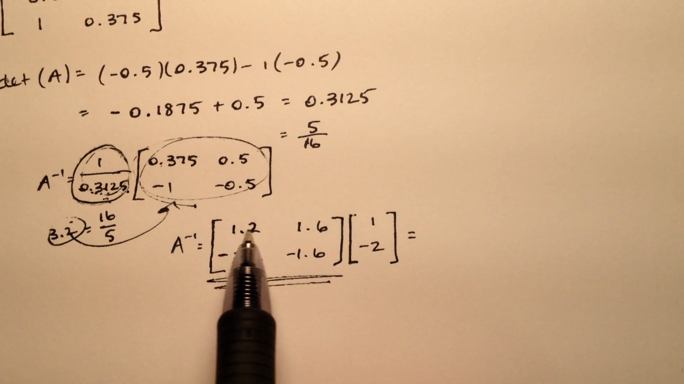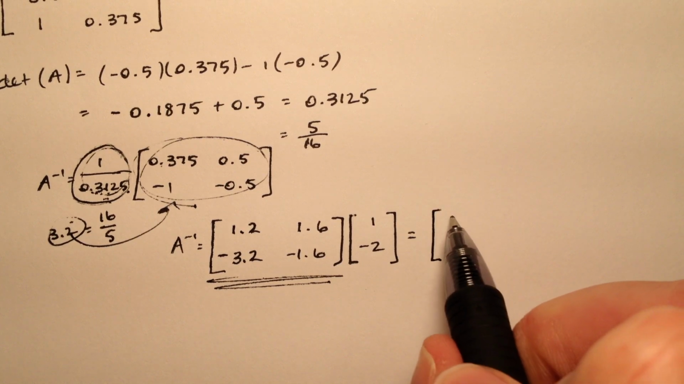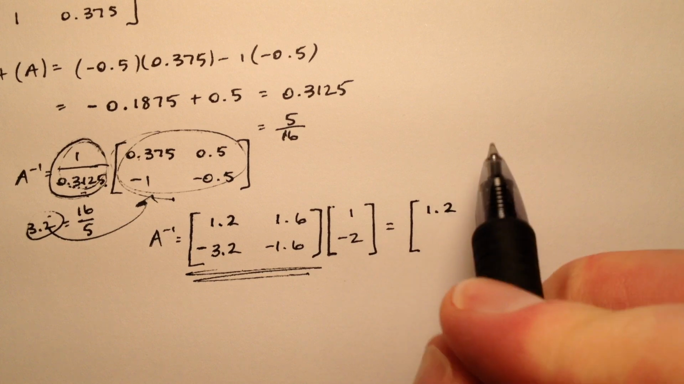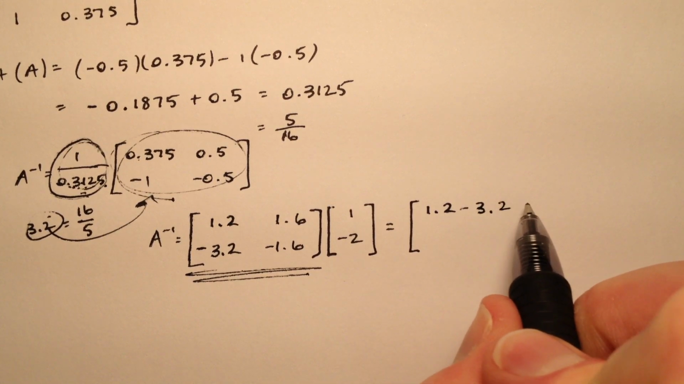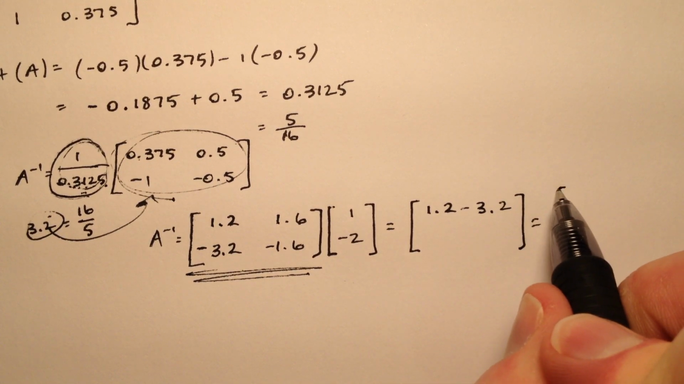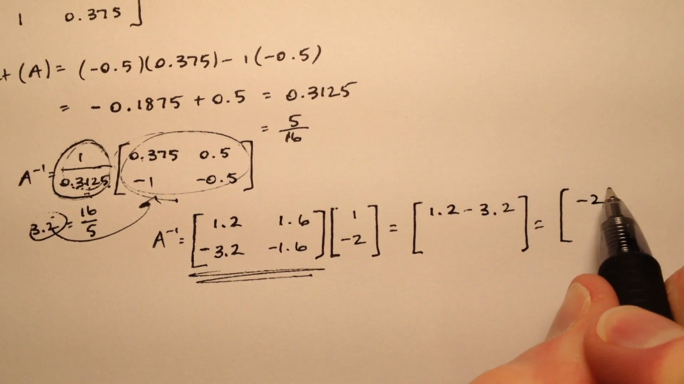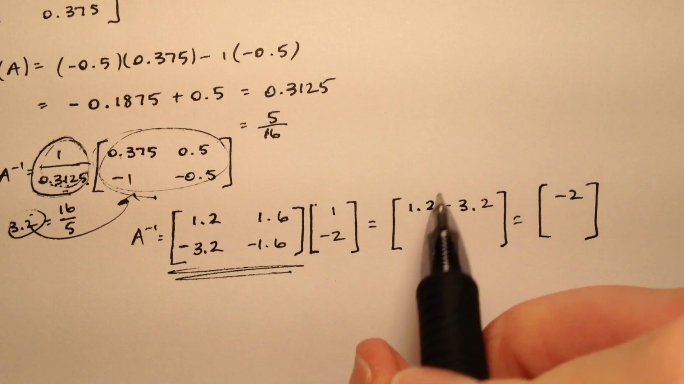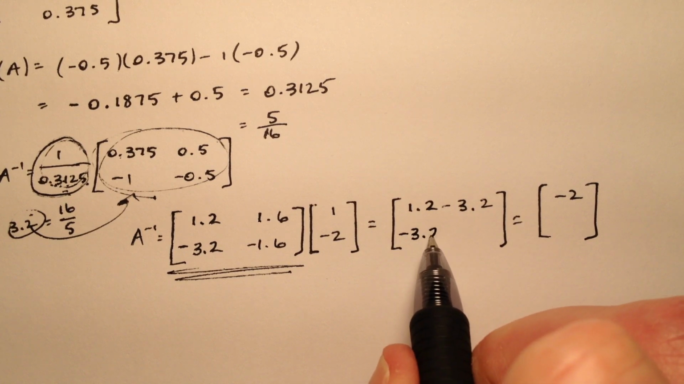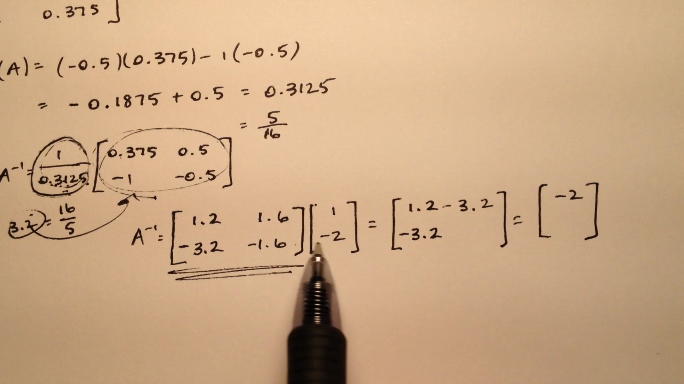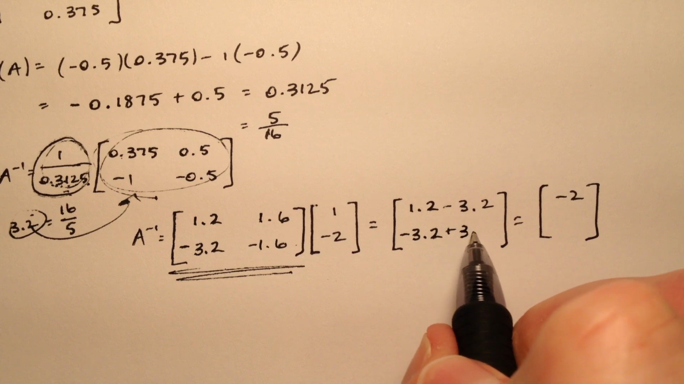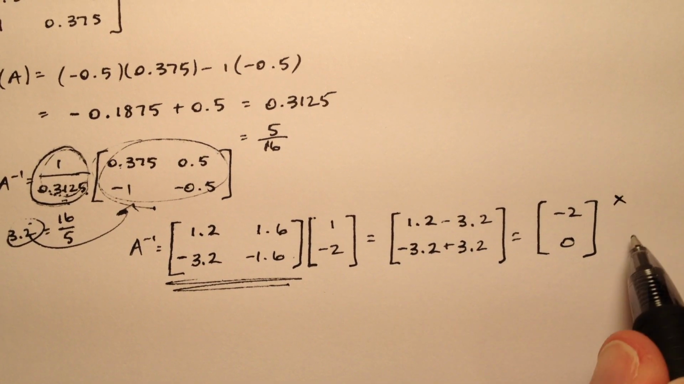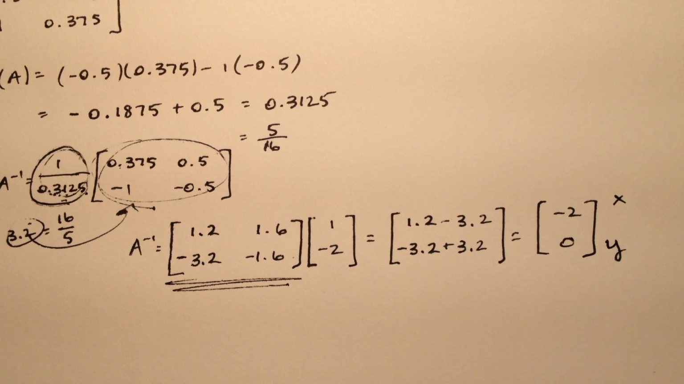So 1.2 times 1 is 1.2. And I'm going to say 1.6 times negative 2 is negative 3.2. And whenever I add those, I get a negative 2. Okay? So negative 3.2 times 1 is negative 3.2. And then negative 1.6 times negative 2 is plus 3.2. So that's 0. So this will be my X and this will be my Y.